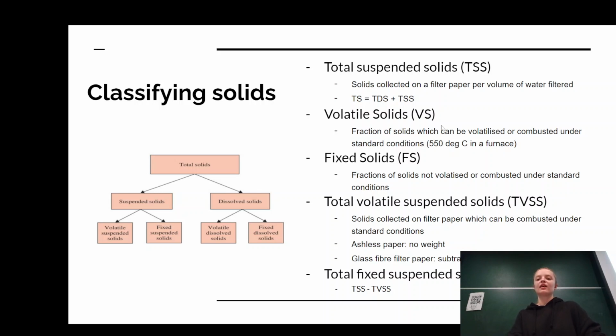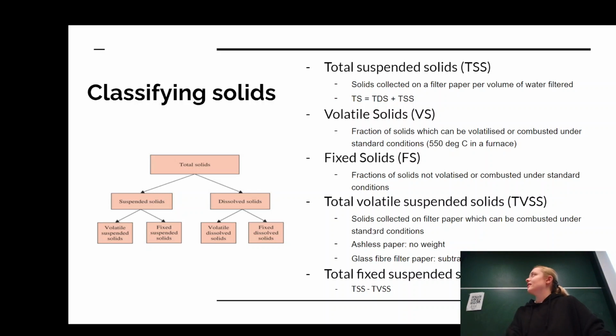Then we've got volatile solids, the fraction of solids which can be volatilized or combusted under standard conditions, and those standard conditions are 550 degrees Celsius in a furnace. Fixed solids are the ones that don't get volatilized, and then total volatile suspended solids are the solids collected on filter paper which can be combusted later on.